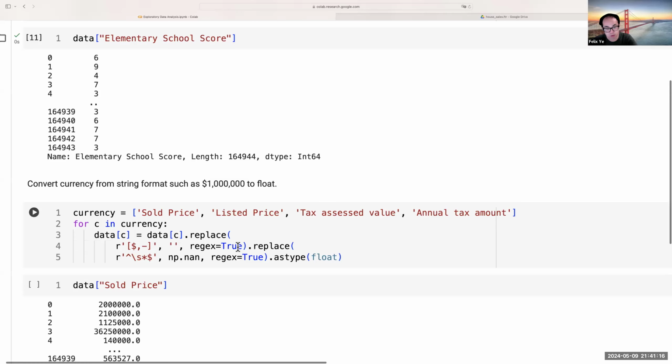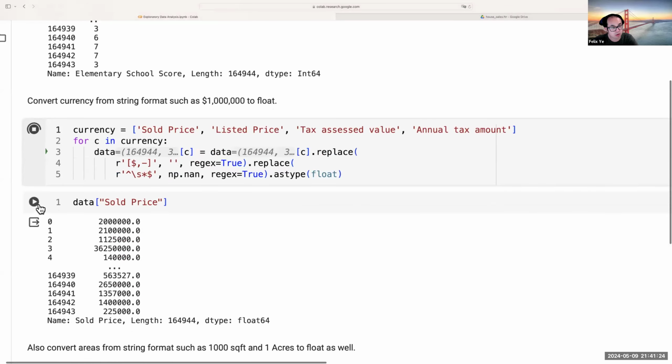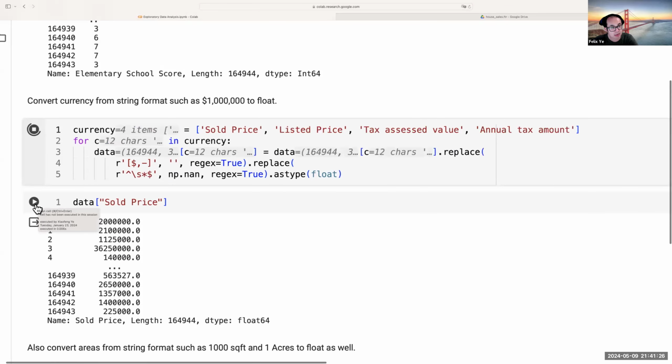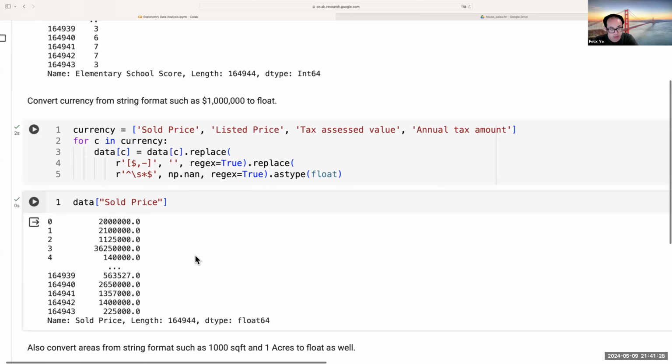After we do this processing, I'm going to change these price values into floats. If we do this, you can see all my sold prices are now floats right here. For example, this is $2 million dot zero. This gives you some idea: we have a number system, and all these things are real values rather than an object.